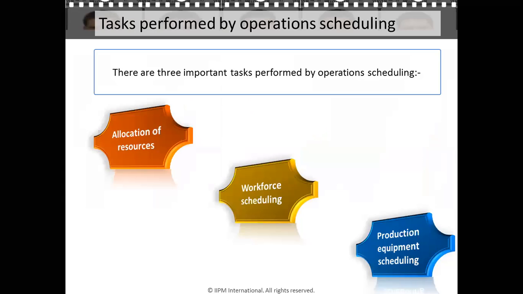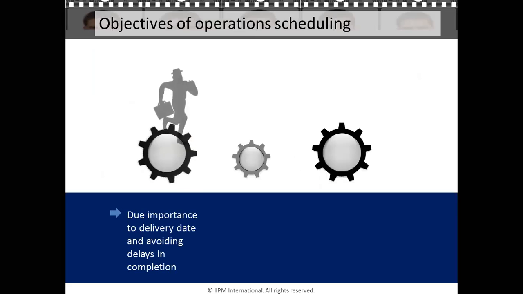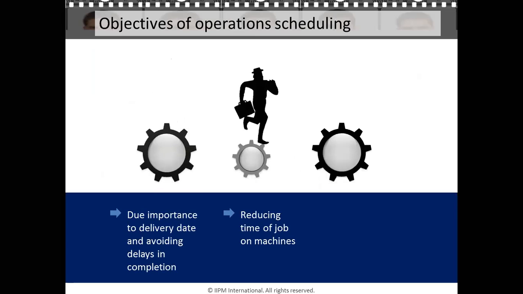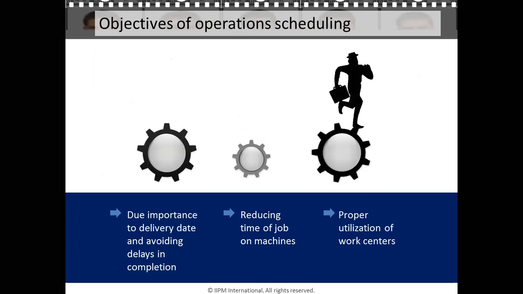Tasks performed by operations scheduling. There are three important tasks performed by operations scheduling. We have allocation of resources, we have workforce scheduling, we have production equipment scheduling. Now, what are the objectives of operation scheduling? We have due importance to delivery date and avoiding delays in completion, reducing the time of job of machines, proper utilization of work centers.